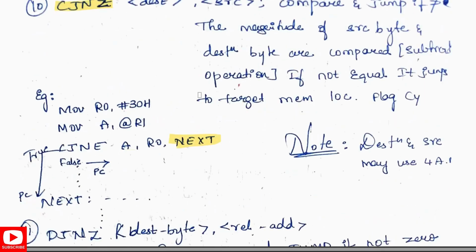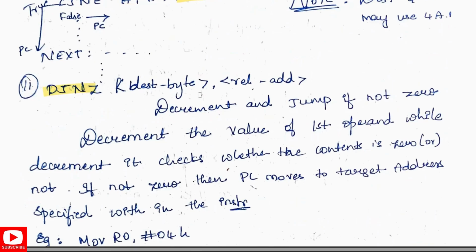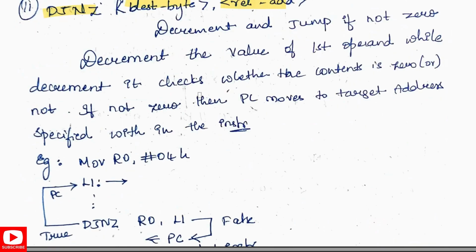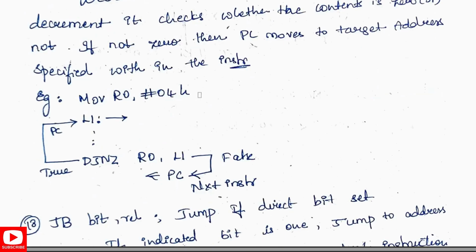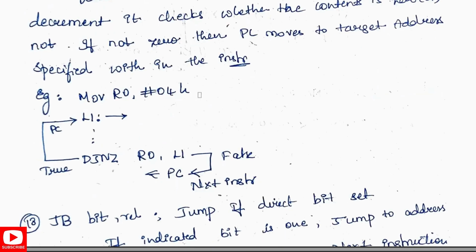And next comes DJNZ, decrement and jump if not equal to 0. The format is destination comma relative address. It decrements the value of the first operand, and after decrementing it checks whether the content is 0 or not. If not 0, then the PC will target the address specified within the instruction. Same thing: DJNZ, decrement and jump if not equal to 0. If that is true, it will go to the loop L1. If it is false, then it continues with the next instruction.